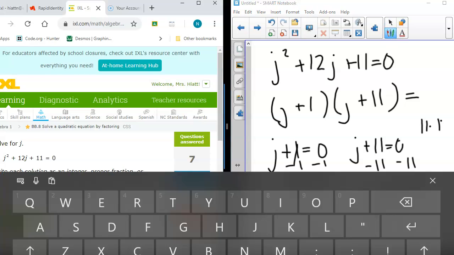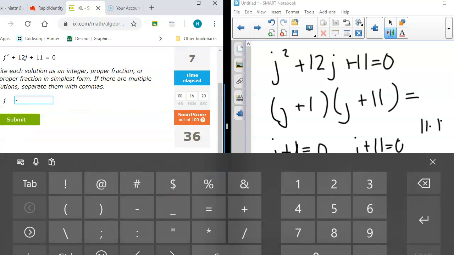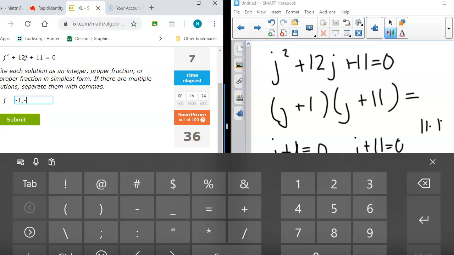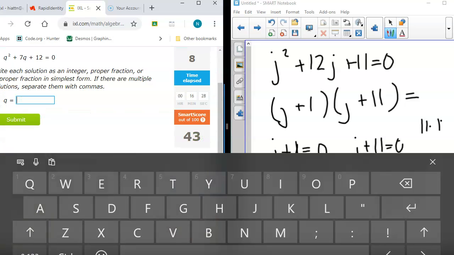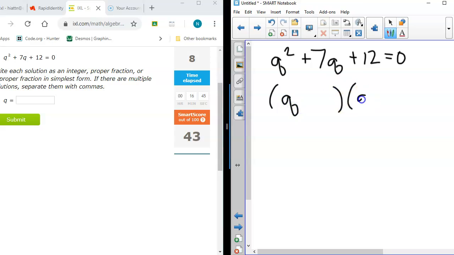Okay, so let's type in those answers real quick. Negative 1 and negative 11. Okay, this one, we've got all three terms. We've got q squared plus 7q plus 12 equals 0. So I've got q and q.